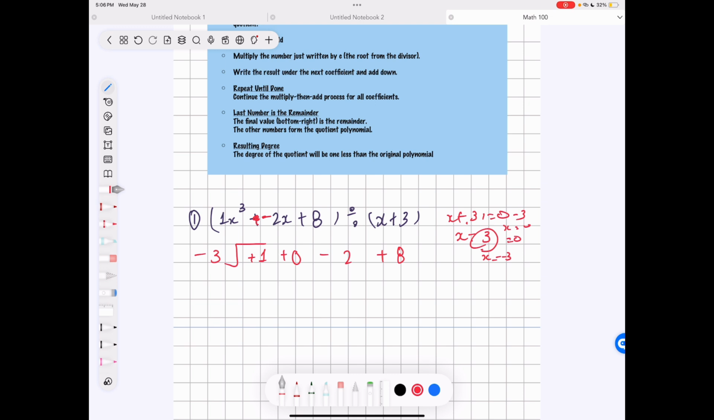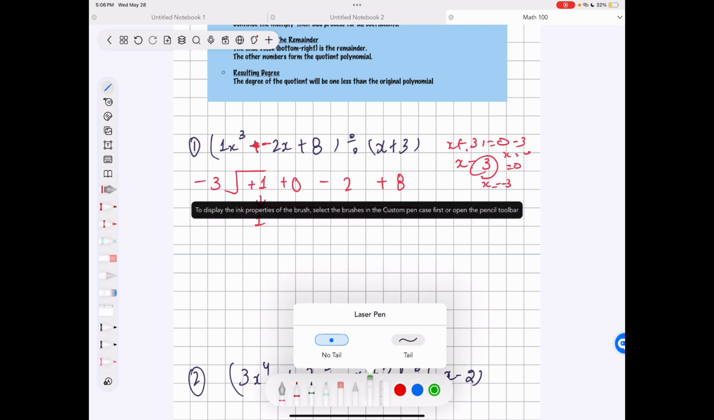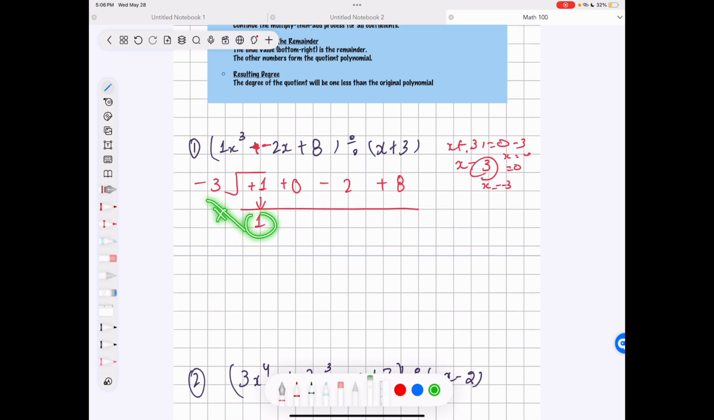First step is to drag the first coefficient down. I'm just going to put a straight line here. And then we take one positive down and multiply it by -3. So we multiply 1 by -3, which is -3. It's going to give us -3 as the answer.